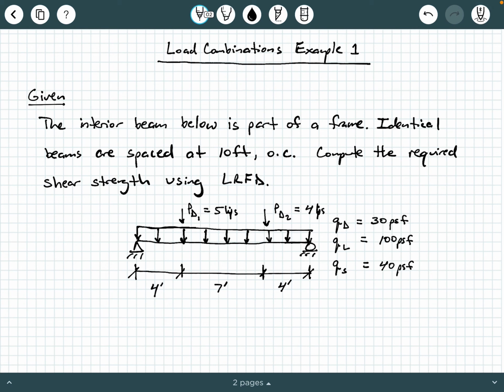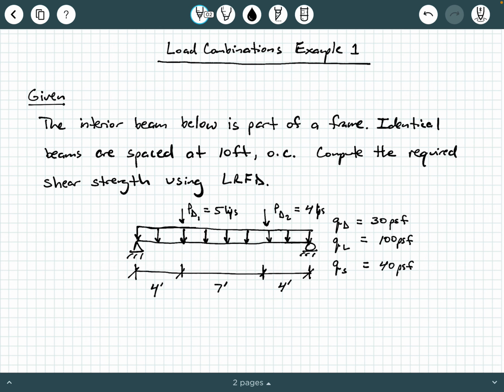Everybody, Dr. A here. In this video, we are going to be exploring an example of using LRFD load combinations to compute the required shear strength for a given beam. So let's look at our given information.